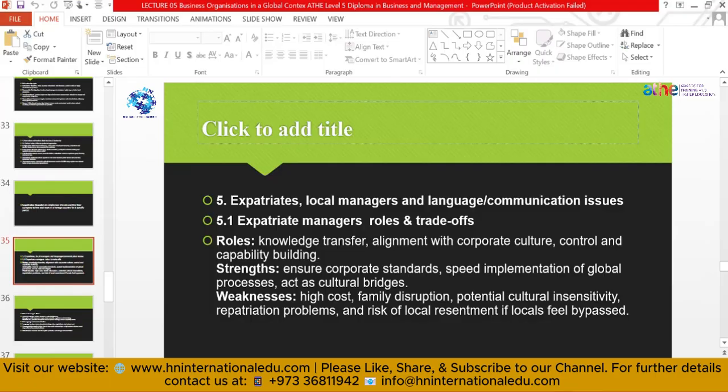However, high cost, yes, it's expensive, and family disruption. If one person is only selected and the family has to survive in the home country, that is even worse, because most countries do not allow the family to move with the person who has been selected for the expatriate process. Potential cultural insensitivity, repatriation problems, that is again, a few people deny the job offers, the promotions, because they don't like to go to that specific country, and risk of local resentment if the locals feel bypassed.